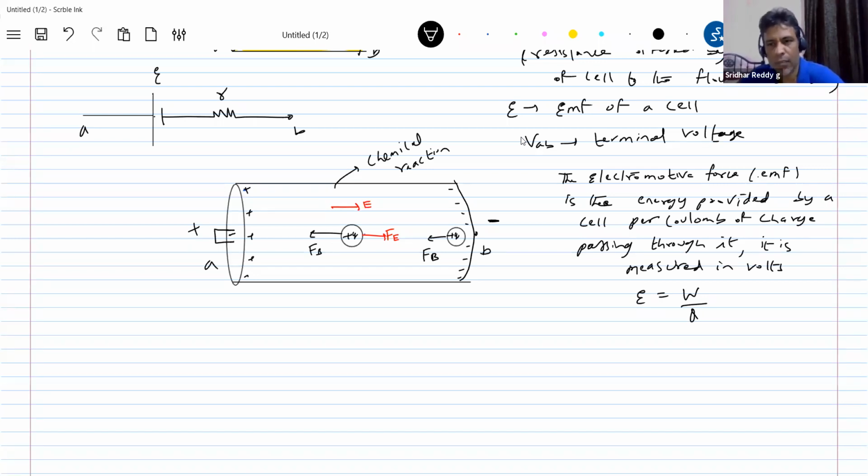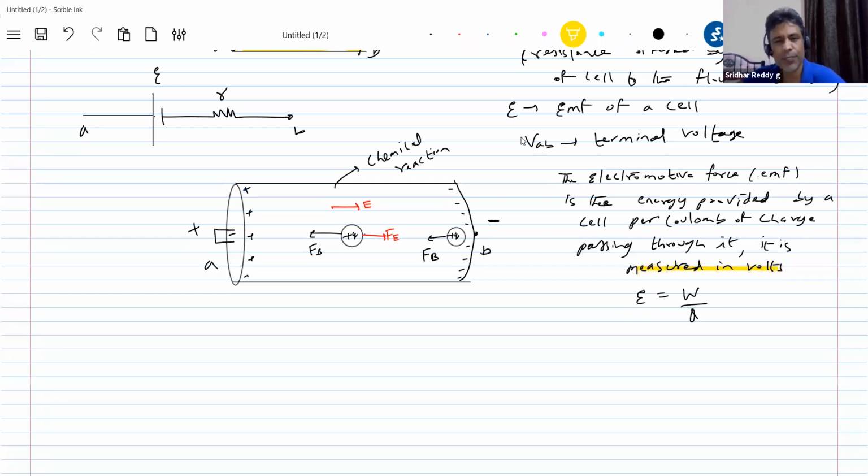Why should the unit be volt? Work done per unit charge. Work done per unit test charge in moving it from infinity to that point slowly is called potential, no? So the unit for EMF will be volt. I am highlighting this here because of this definition.